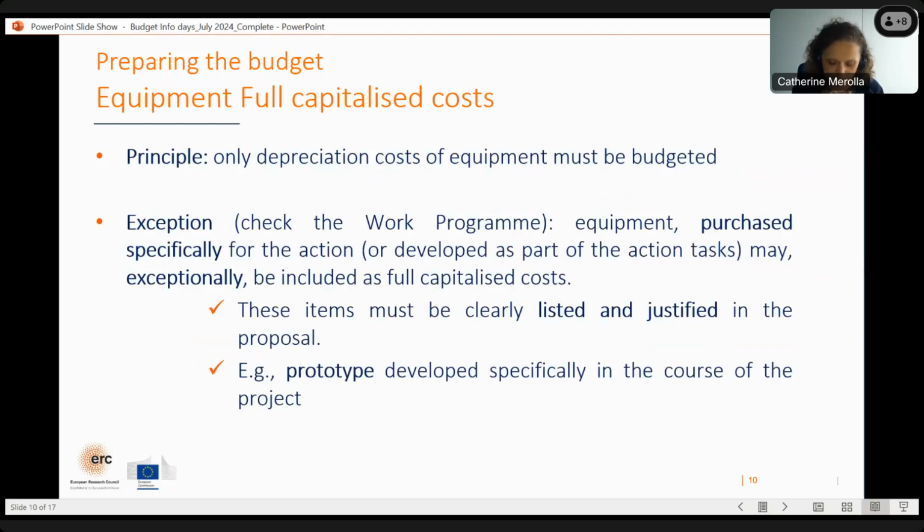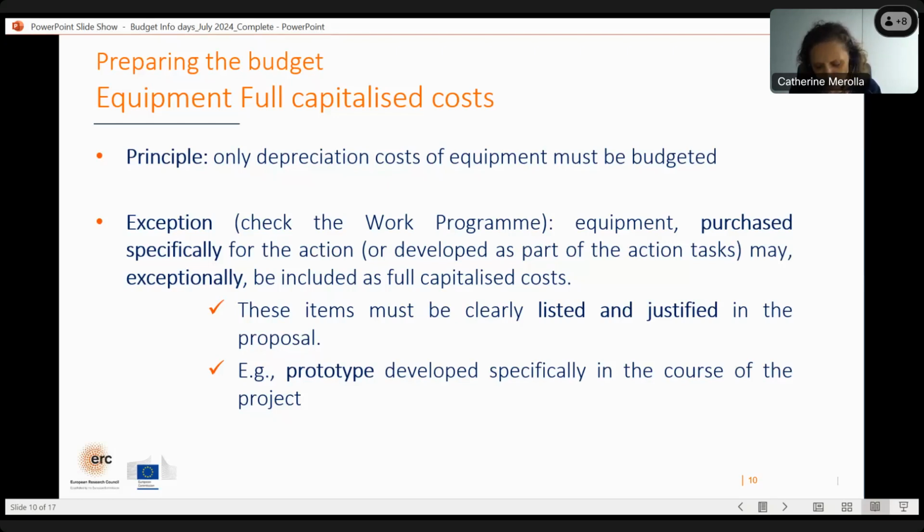And something that is new in the work program. So do check the work program, first of all, to know if that option exists for a specific call. But as I just said, the eligible cost for the equipment is the depreciation cost. We do not reimburse the full amount of the purchase cost, okay? There is an exception in the work program for equipment purchased specifically for the action.